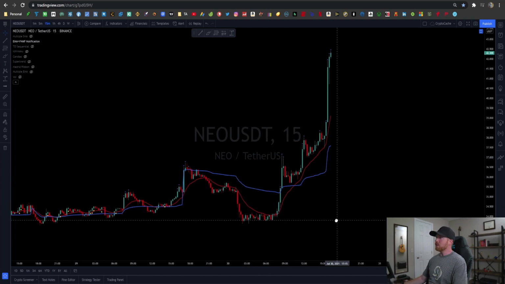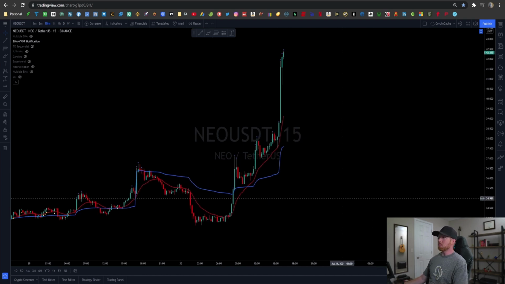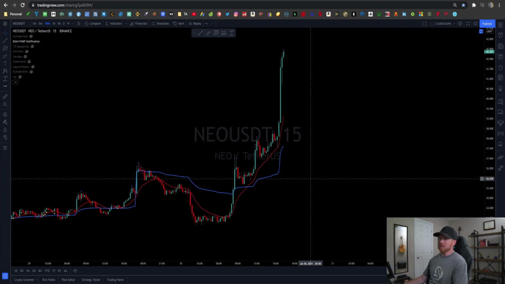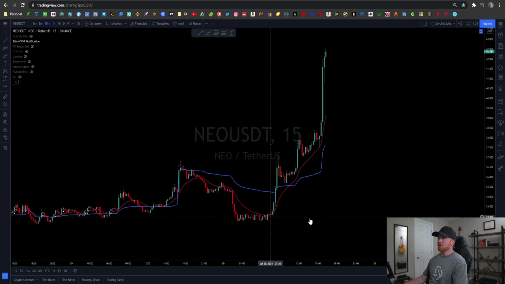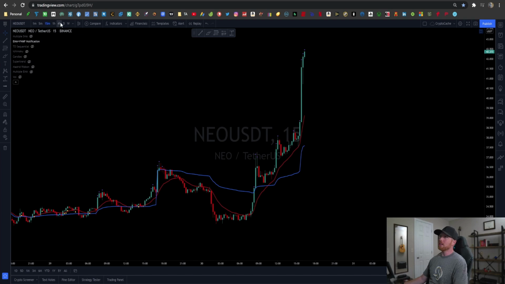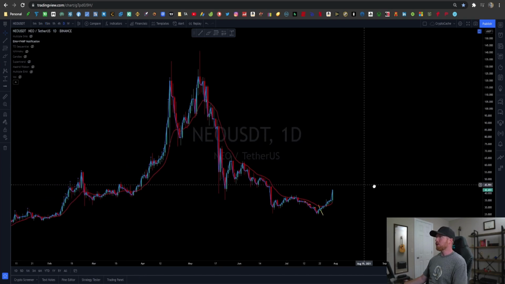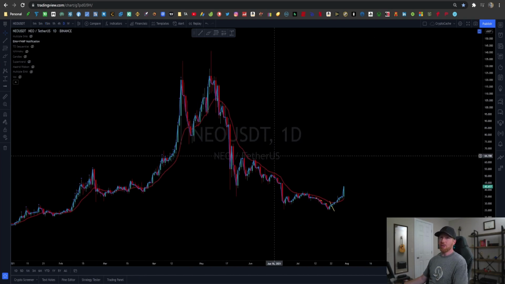EMA is also telling us that the bulls are in complete control. When the price is above the EMA, it's considered a bullish trend. Below, it's considered bearish. So I guess just to summarize here, 1-day chart, NEO has tons of potential, right?